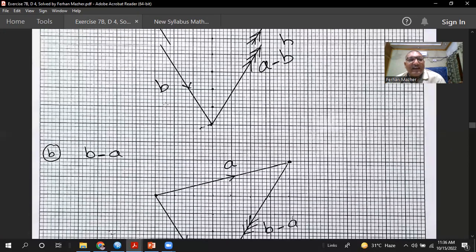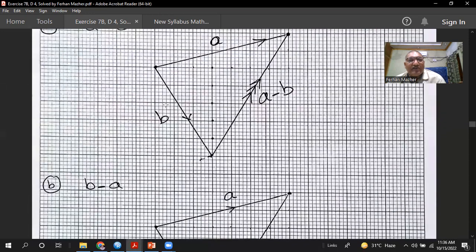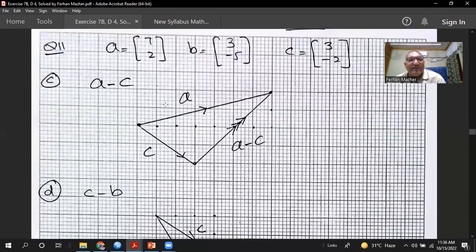So what is A? A is (7, 2), and C is (3, -2). Okay. So I will put them in such a way that their tails are joined: 1, 2, 3, 4, 5, 6, 7, 1, 2. That is your vector A. From the same point, I will start drawing the C vector, which is (3, -2): 1, 2, 3, 1, 2. So this is your C vector. Join their heads. Because you want A minus C, the arrow of the resultant should be towards the head of A. That will represent A minus C.